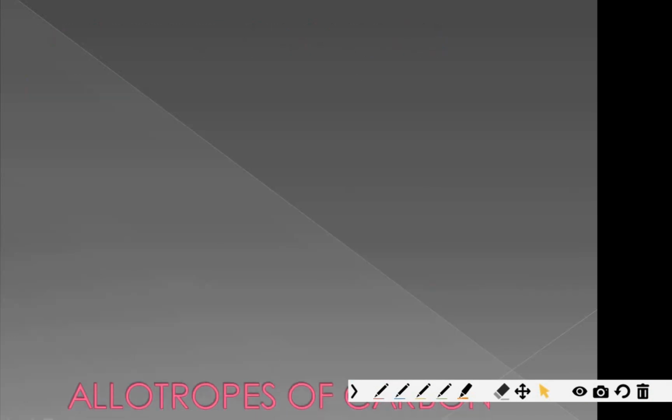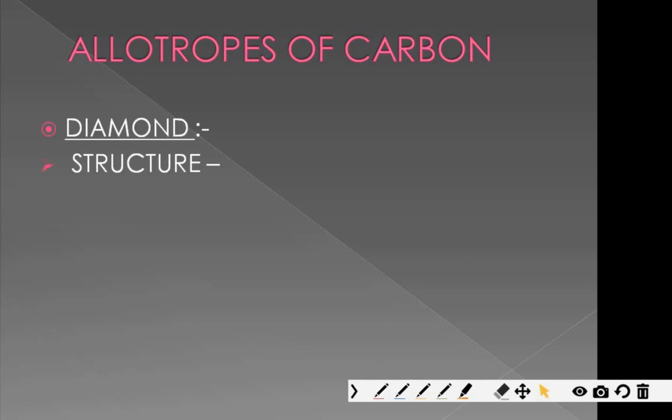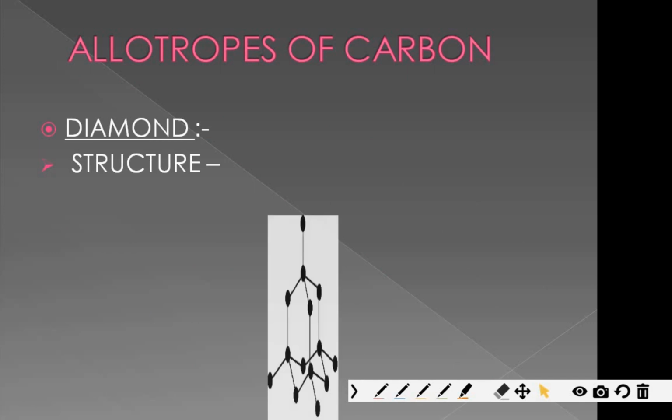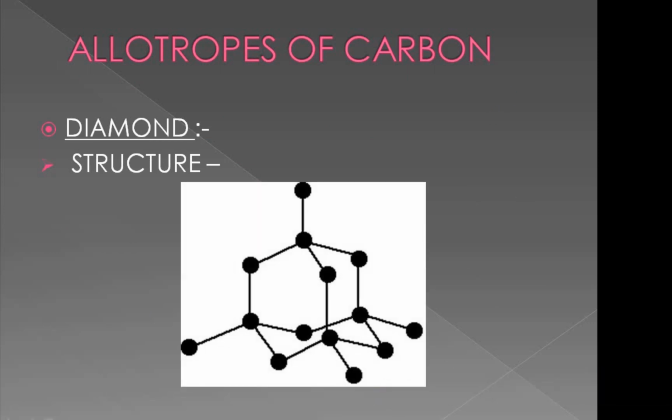Okay, the next slide we have allotropes of carbon. The first allotrope we will discuss is diamond. So first in diamond we will discuss its structure. You can see this is the structure of diamond. Now here this is a carbon which is bonded with 4 carbon. Okay, here all the bonds are covalent bonds, that is sharing of electrons.